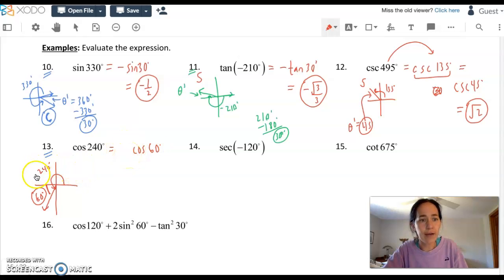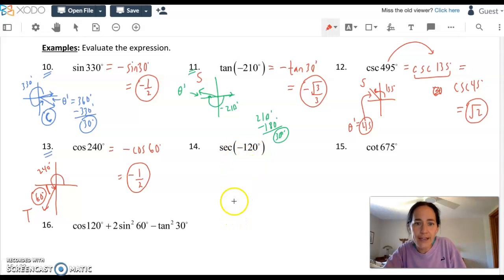Well, let's find that out. ASTC, only tangent and cotangent are positive here. Let's put a negative answer for 13. All right, so now here goes. Negative cosine of 60, we got to think cosine of 60 would be a half. So leave that. We can check it with the table. That would be negative a half for that answer.